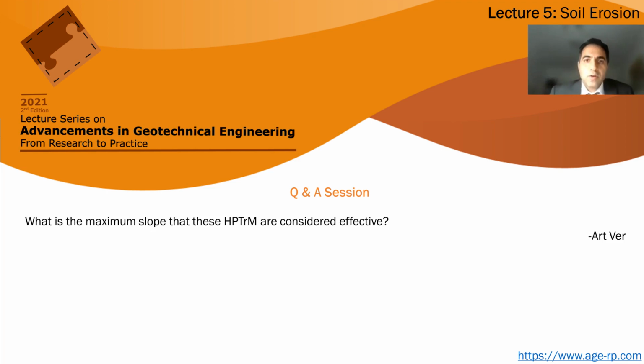At the maximum slope, theoretically and technically, you can install the HPTRMs in any slope. Your photos that I have, it's like 70, 80 degrees. The main thing is about vegetation. What is the slope that you can have vegetation on? That's the main thing. If you can have vegetation on 80 degrees, that's fine, because these TRMs or HPTRMs reinforce the vegetation. So there should be vegetation to reinforce it.